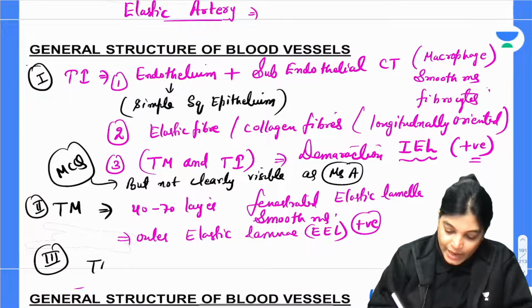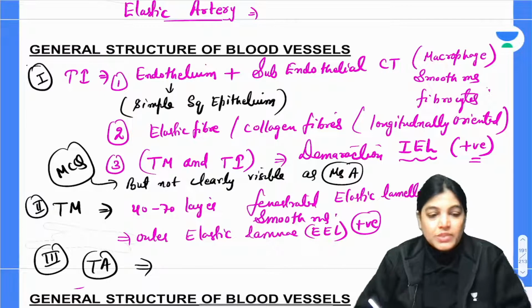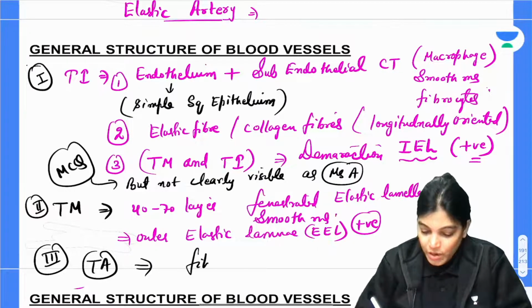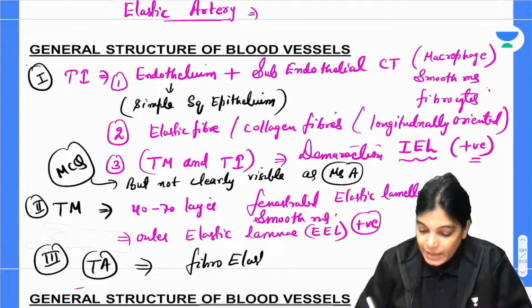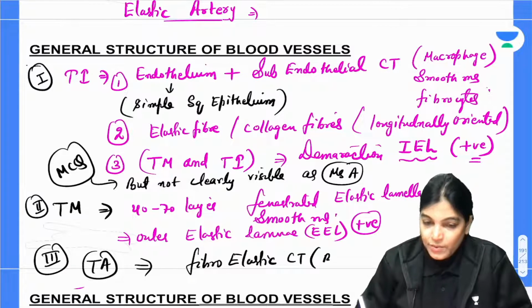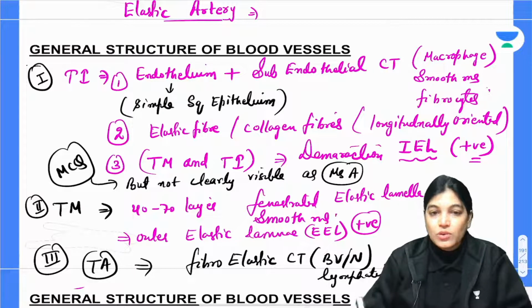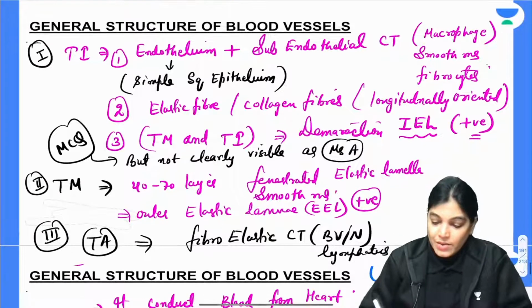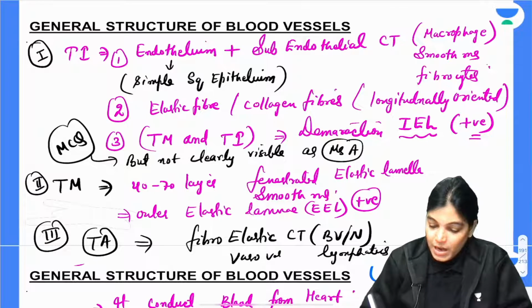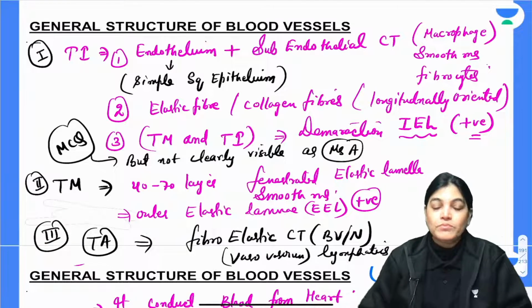The outermost layer is the tunica adventitia, which, as we know, is composed of fibroelastic connective tissue. In this fibroelastic connective tissue we have blood vessels, nerves, lymphatics, and vasa vasorum. What is vasa vasorum? It is also contained here, and the vasa vasorum provide nutrition to the outermost layer of the tunica adventitia, the outermost layer of the elastic artery.